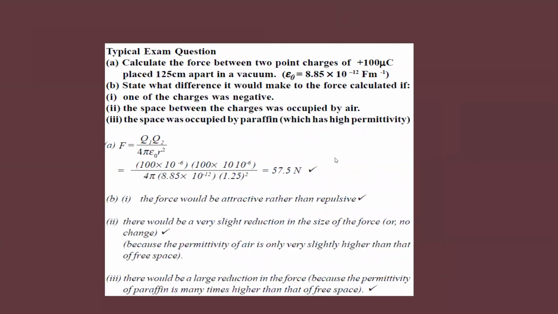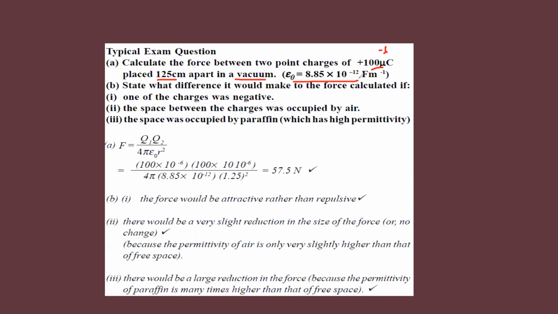In this example, calculate the force between two point charges of 100 microcoulomb. Micro means 10 power negative 6. They are placed 125 centimeter apart in a vacuum.